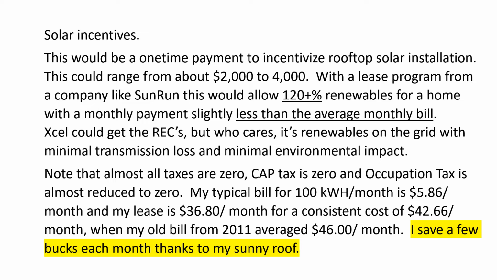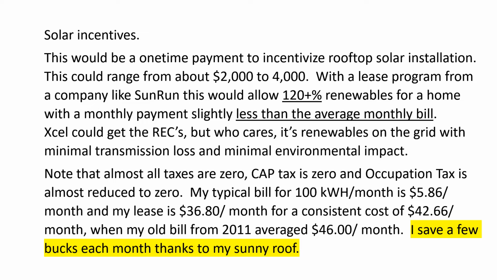With a lease program from a company like Sunrun, this would allow 120% renewables for a home with a monthly payment slightly less than the average monthly bill. Xcel would get the RECs, but who cares? It's renewables on the grid with minimal transmission loss and minimal environmental impact. Note that almost all taxes are zero. Cap tax is zero, and occupation tax is almost reduced to zero.